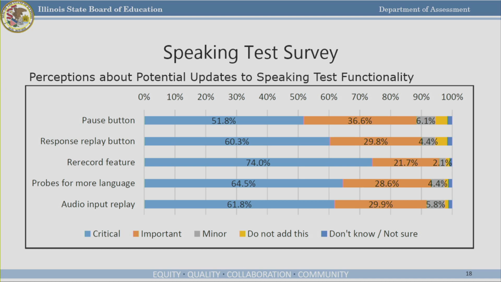So 90% of the people who filled out the survey felt like these 5 modifications were either critical or at least important enough to add to the speaking test functionality. So that's a pretty loud message. And so we'll see what happens with that.